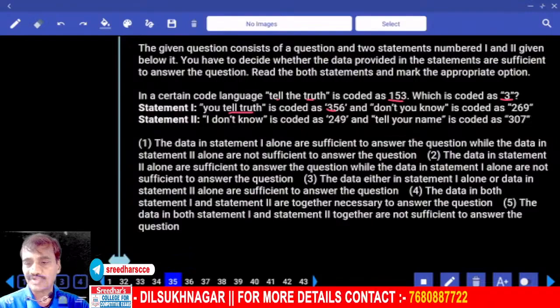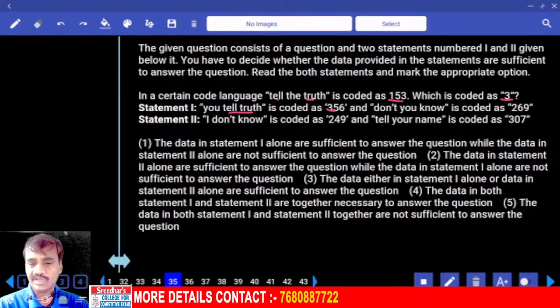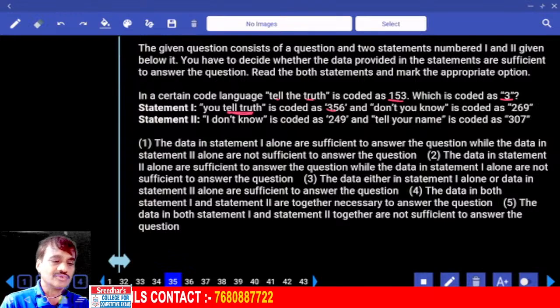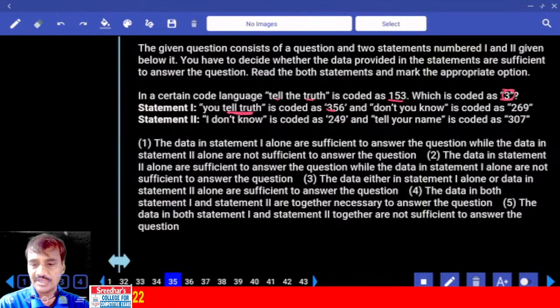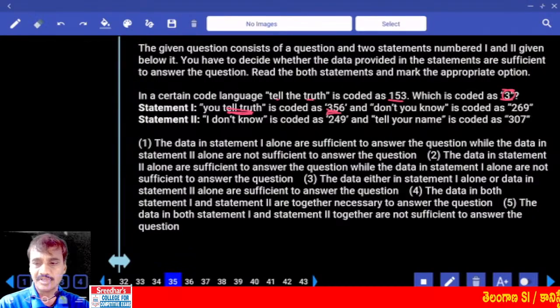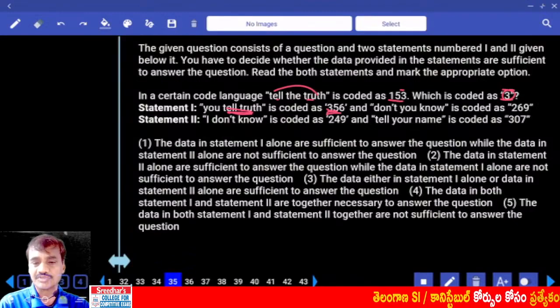No. The code for 3 can be tell or truth, 3 and 5. With the help of 1 alone, what is the answer you are getting here? The code for 3 can be either tell or truth. Clear? Tell or truth, 3 and 5. Hence 1 alone is not sufficient.